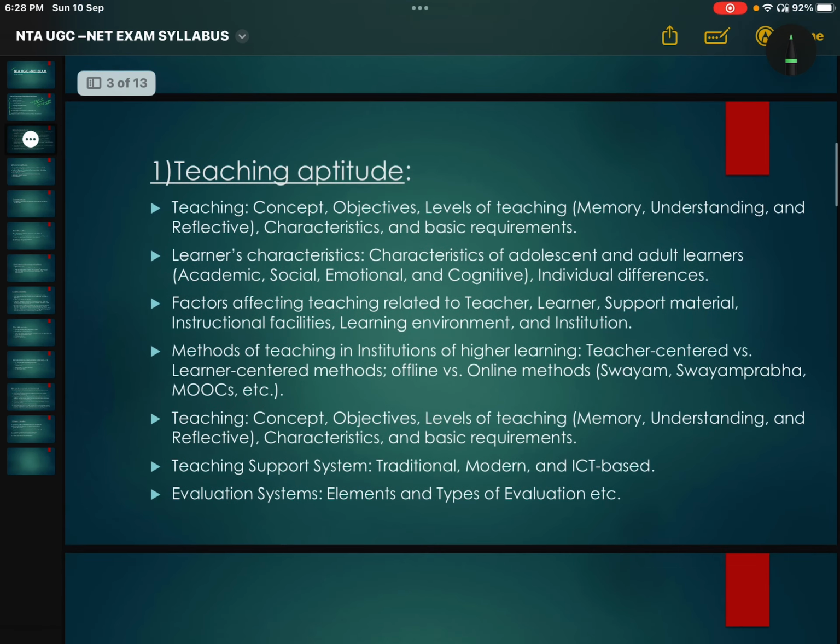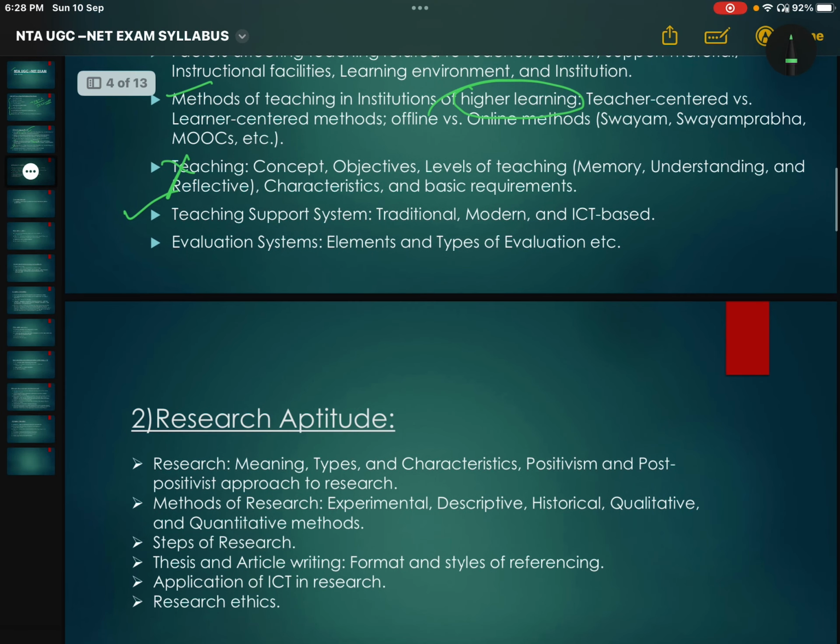The first chapter of Paper 1 is teaching aptitude. In this teaching aptitude, we are going to discuss the concept of teaching and its objectives, and there are various levels of teaching, that is memory, understanding, and reflective. Then learners' characteristics, the factors affecting teaching, and methods of teaching in institutions of higher learning. Next, teaching support systems and evaluation systems.